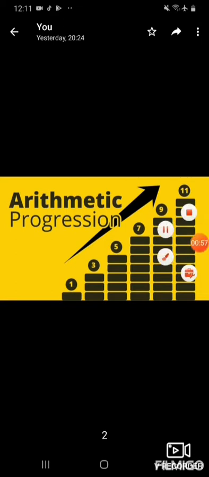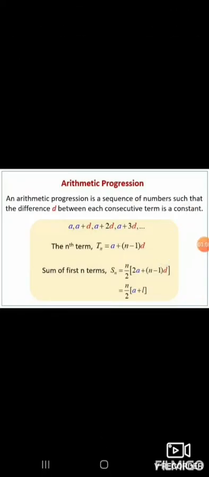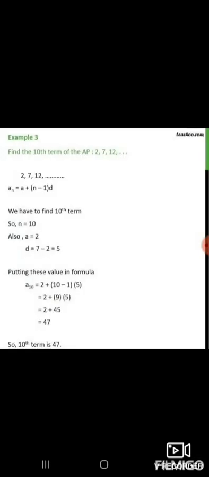In arithmetic progressions, we learn about the nth term. It is a sequence of numbers such that the difference between each two consecutive terms is constant. That is a, a plus d, a plus 2d, then a plus 3d. The nth term is a plus (n minus 1)d, in which a represents the first term, n represents the number of terms, and d represents the common difference. Now let's proceed with the questions.